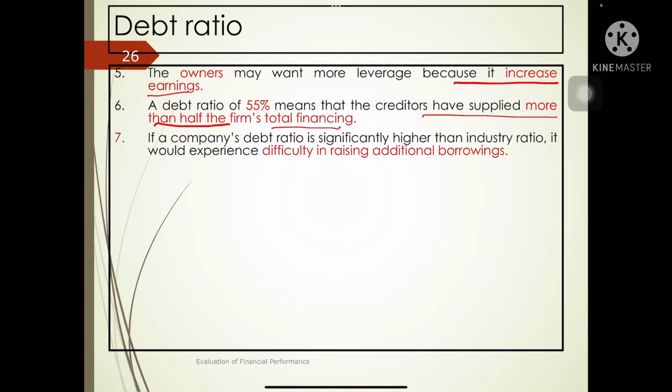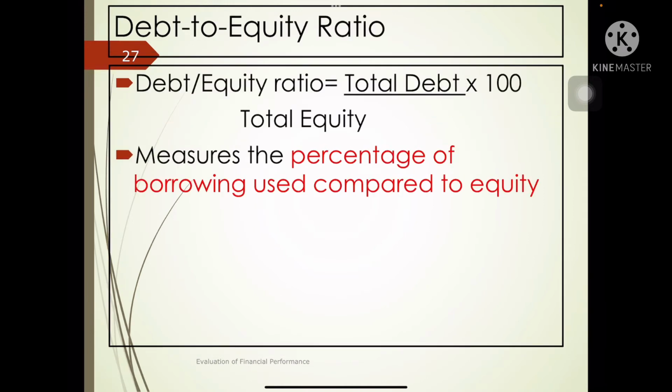Alright, so it shows that if 55%, it means that from the total of the asset, the 55% comes from debt. So if a company's debt ratio is significantly higher than the industry ratio, it would experience difficulty in raising additional borrowing. So it means that if they really have a high borrowing, it's quite difficult for them to get more borrowing.